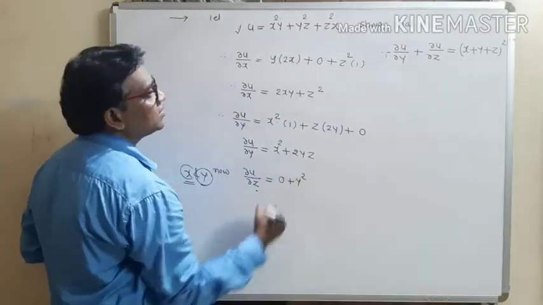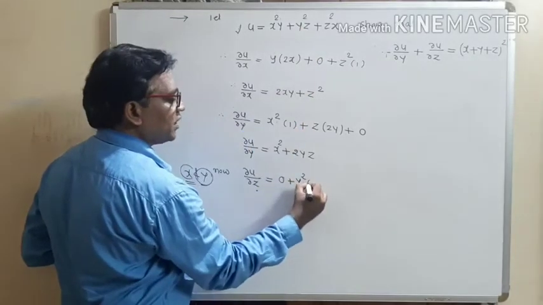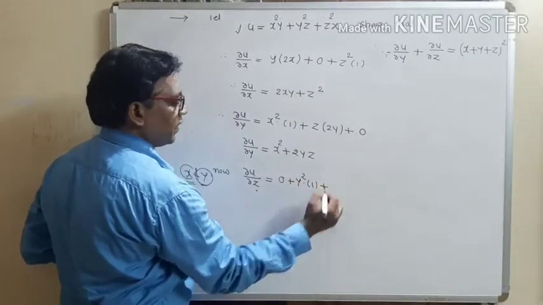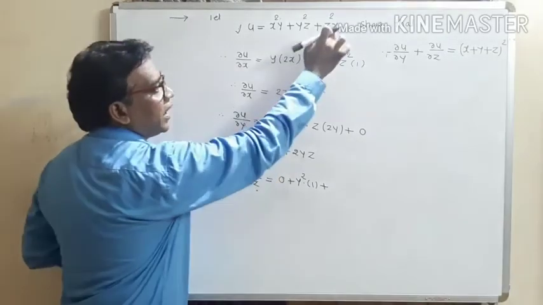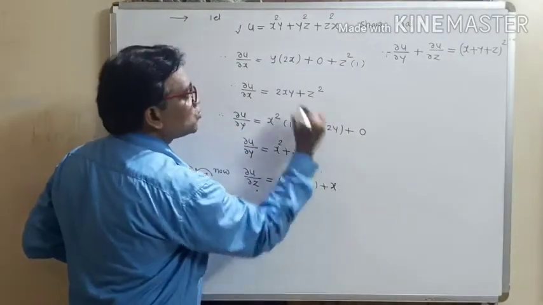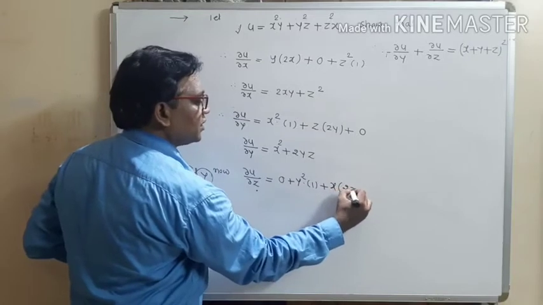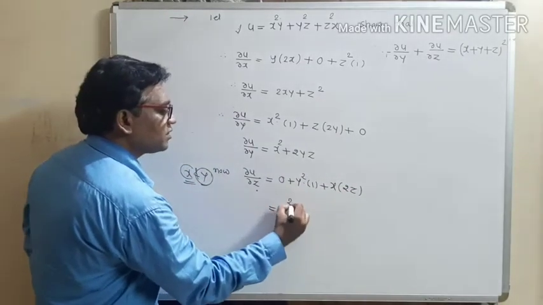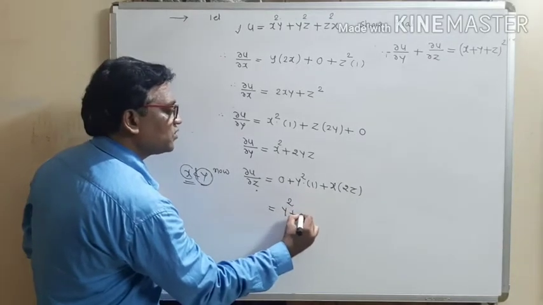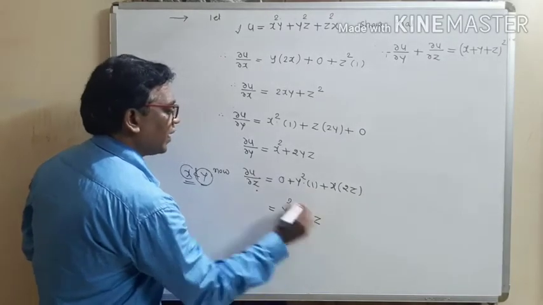So write down as it is. Derivative of z is 1 plus, we have to find the derivative of z only. x is a constant term. So what is the derivative of z square? It is 2z. So this is equal to, just simplify this term, y square plus 2xz.